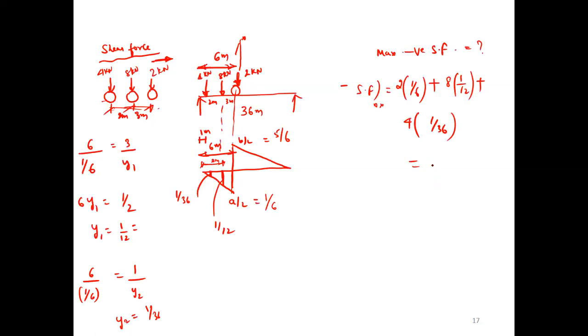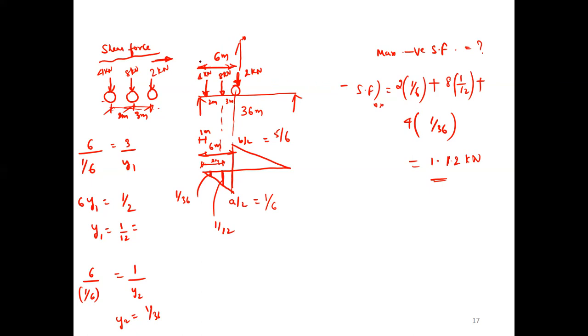You tell me the value. 10 by 9, that is 1.1111, okay, 1.11 kilonewton. This is a negative shear force. First you got this, but you don't stop and you don't consider this. This is the maximum negative shear force. What you have to do? You have to allow this load to move further to cross the support.